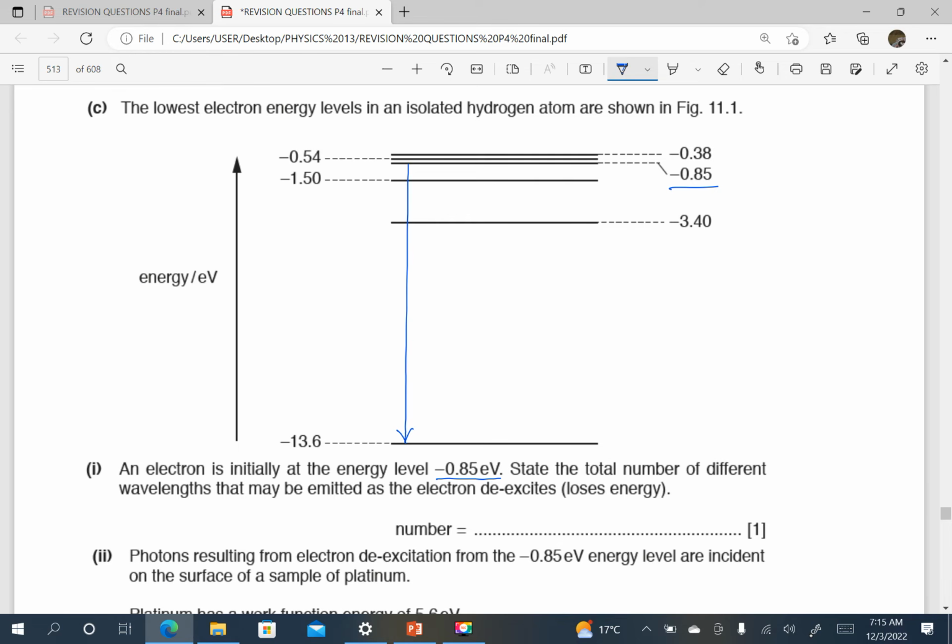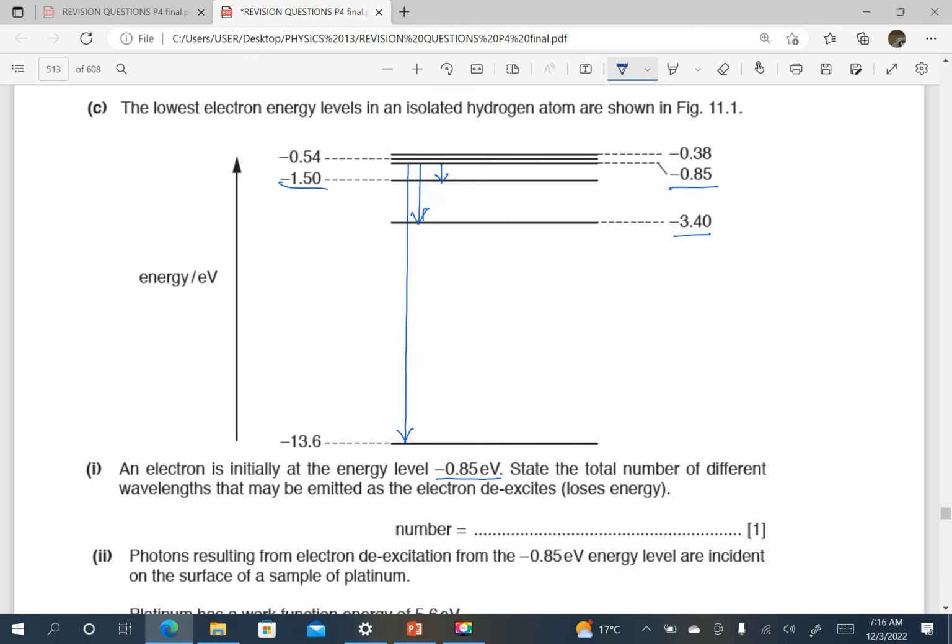It may de-excite from negative 0.85 to negative 3.4. That is another line. The electron may de-excite from negative 0.85 to negative 1.5. That is the third line. But remember, when it stops on negative 3.4 and negative 1.5, it is still in an excited state. So there's a possibility of it transferring further.